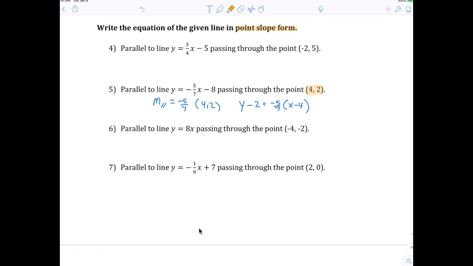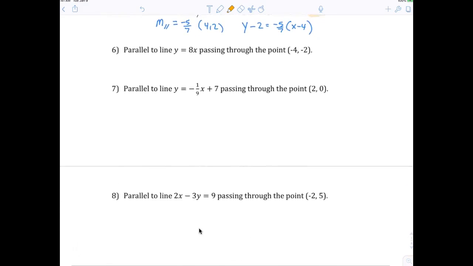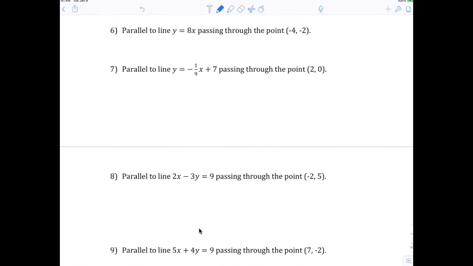All right. So now I'm going to do number 7, and then we're going to show you something on the calculator that I think is pretty cool. I want someone who's brilliant to tell me the slope of the parallel line. Mr. Hunt, what's the slope? Negative 1/9. Beautiful. Negative 1/9.